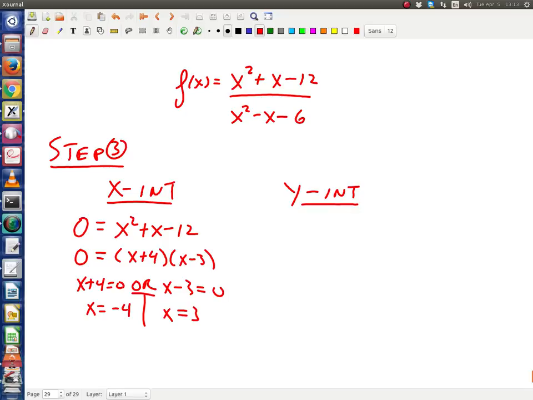But that's not the answer. That's the work. The answer is name the point that it hits the x-axis. Well, when y is 0, x is negative 4. Or when y is 0, x is 3. There you go. How about the y-intercept?